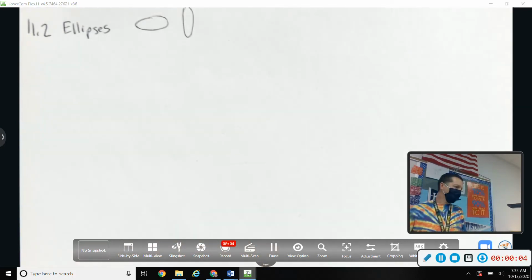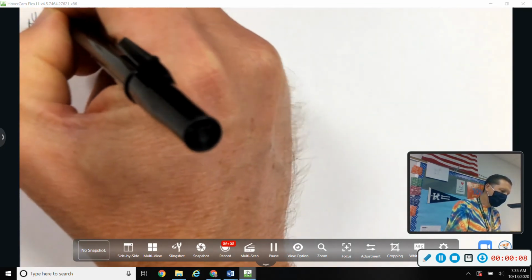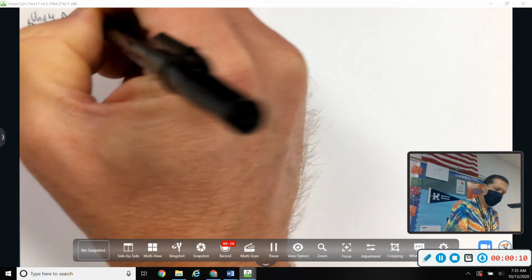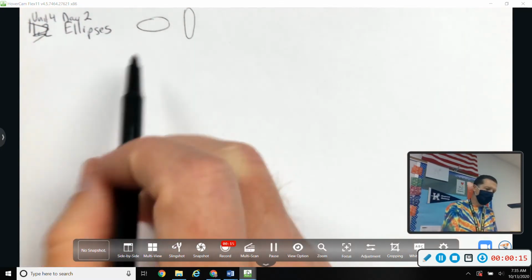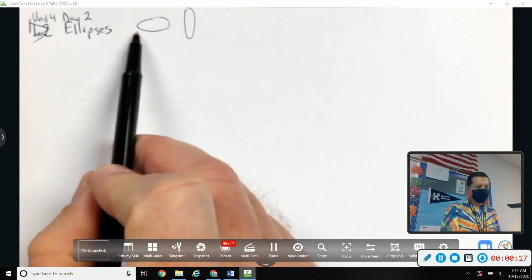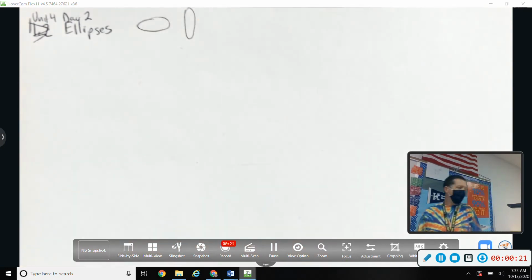11.2. Actually, it's not really 11.2. That's what it used to be. Now it's Unit 4, Day 2. Match things up. Ellipses, ovals, if you want to be slang about it. They can have a left-right orientation or an up-and-down orientation. And we'll talk in a minute about what controls which way they're oriented.